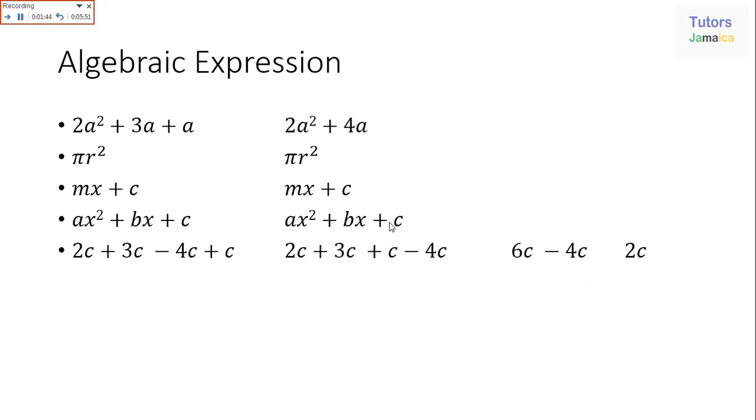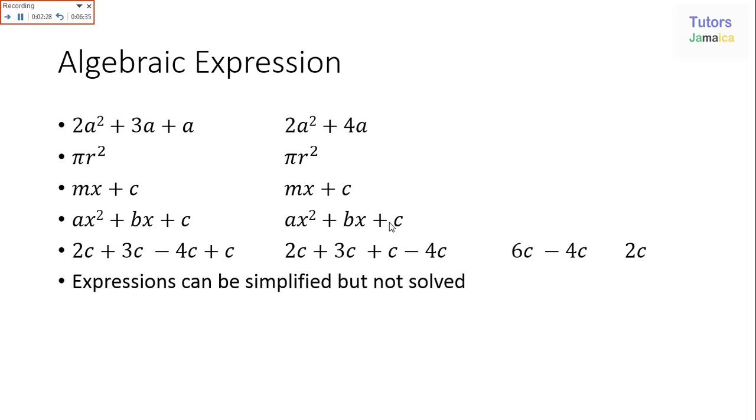2c plus 3c minus 4c plus c. So usually what we want to do is group all the positives and the negatives together. So in this case we group 2c plus 3c plus c, and then we have minus 4c by itself. After adding all of the c's, we'd get 6 c's, and then we'd subtract 4 c's, and that would give us 2 c's. So 2c plus 3c minus 4c plus c is the same as saying just 2c.